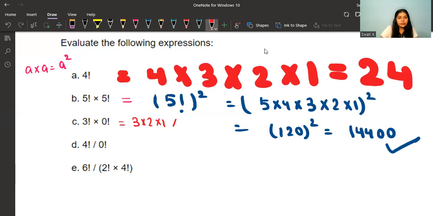And 0 factorial, of course, the value, we know that it is 1 only. So what is the answer? 3 times 2, 6, and 6 times 1 times 1 is 6 only. Now next we have 4 factorial upon 0 factorial.